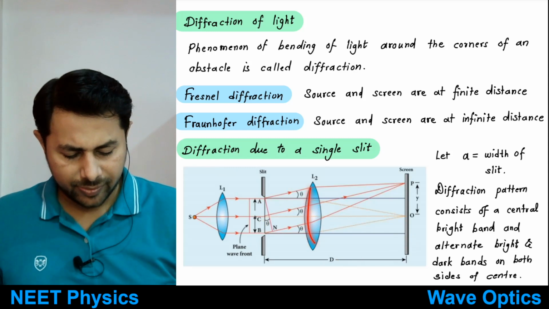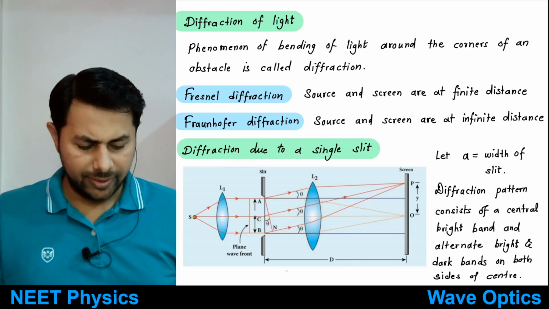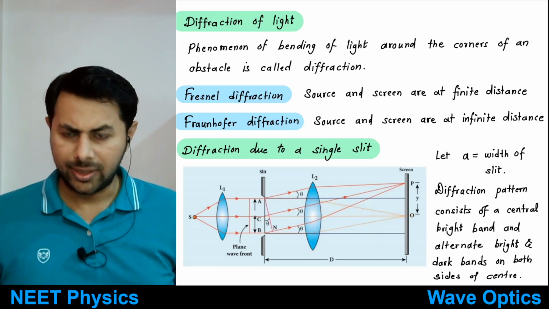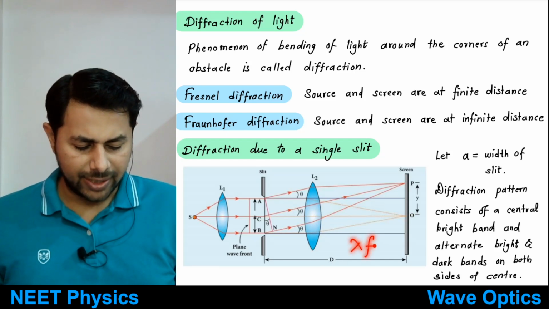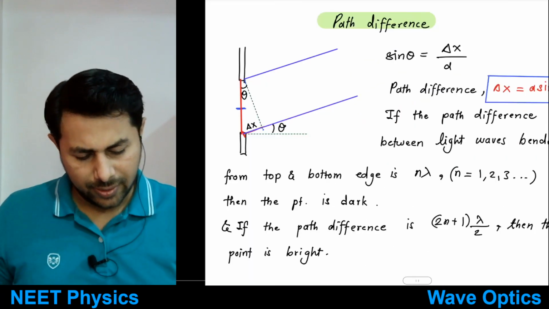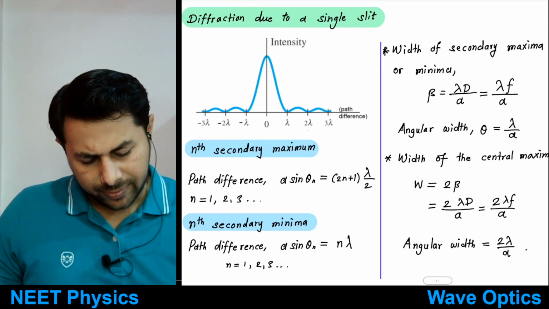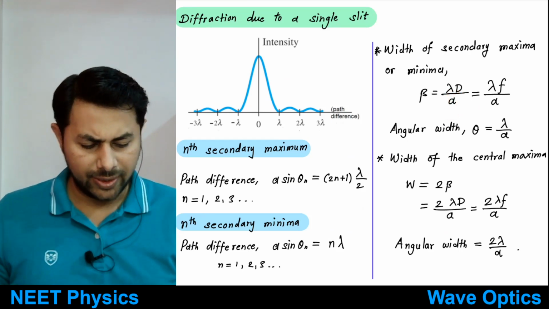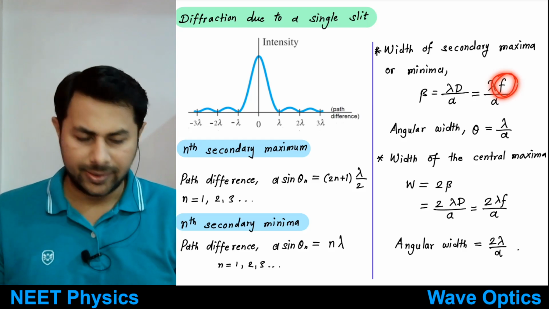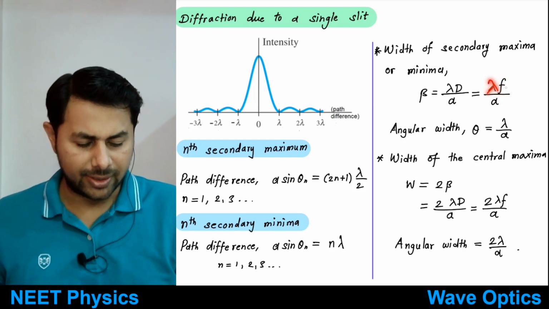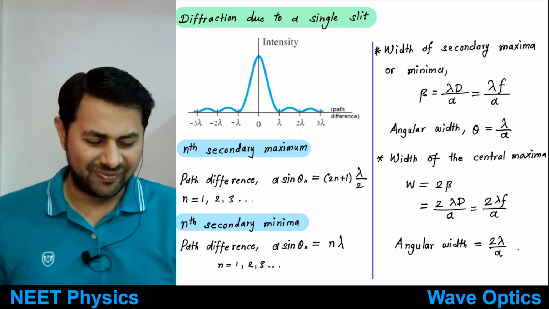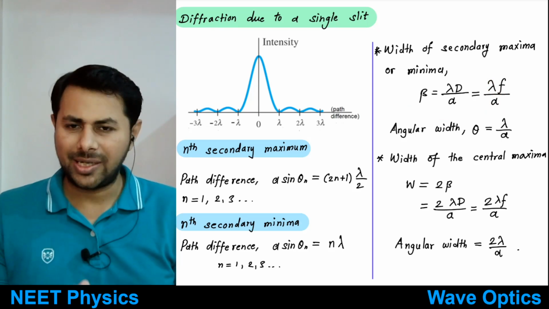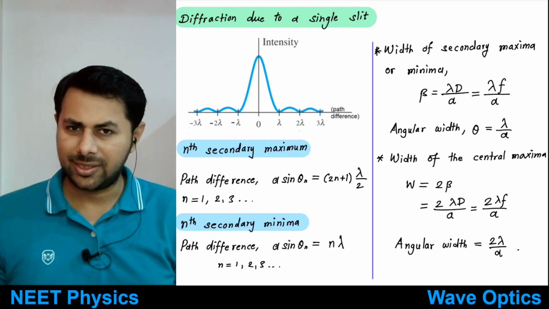So sometimes you will make use of a lens. In that case the d will become the focal length of the lens. That formula will get modified to what? Lambda times f by a. So then a is what? A is the width of the slit or size of the slit. So sometimes we make use of a lens, then the formula gets modified to lambda times f by a, right? So this formula is similar to the fringe width in the Young's double slit experiment.